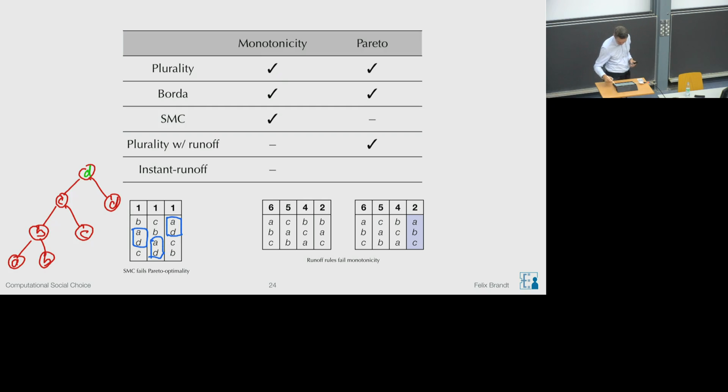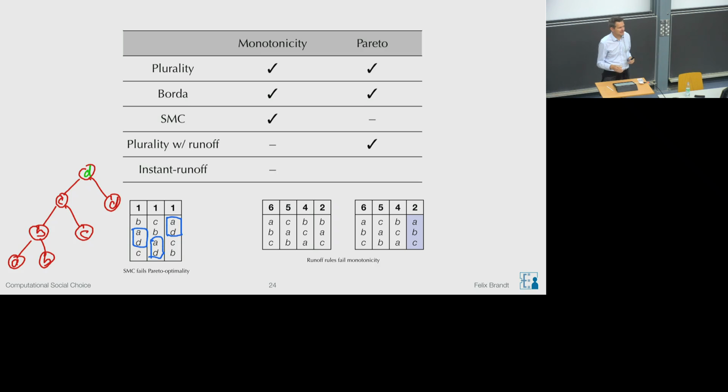Here I can actually save some space and time, because this example is universal, so it works for basically any runoff method. For 3 alternatives, instant runoff does exactly the same thing as plurality with runoff. It deletes the alternative with the lowest score, which is the same thing as saying that we take the 2 with the highest score into a runoff election, unless there are ties. Therefore, in the example, instant runoff will do exactly the same as plurality with runoff, and therefore monotonicity is also violated.